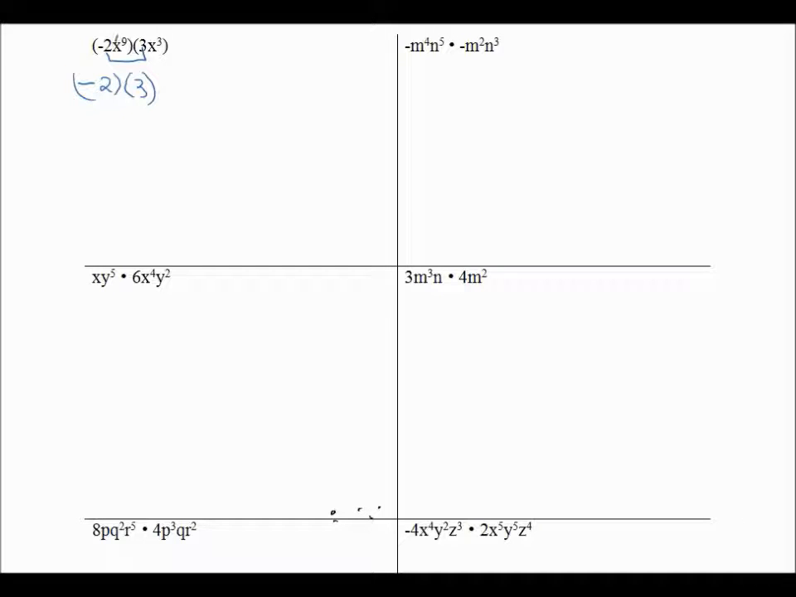And then for my x's, I have x to the ninth times x to the third. Now I have all of my like terms together, so I can multiply negative 2 and 3. That gives me negative 6. Here my bases are the same, so the rule says to simply add your exponents. So I'll add 9 plus 3, which will give me x to the 12th power. So my final answer would be negative 6x to the 12th power.